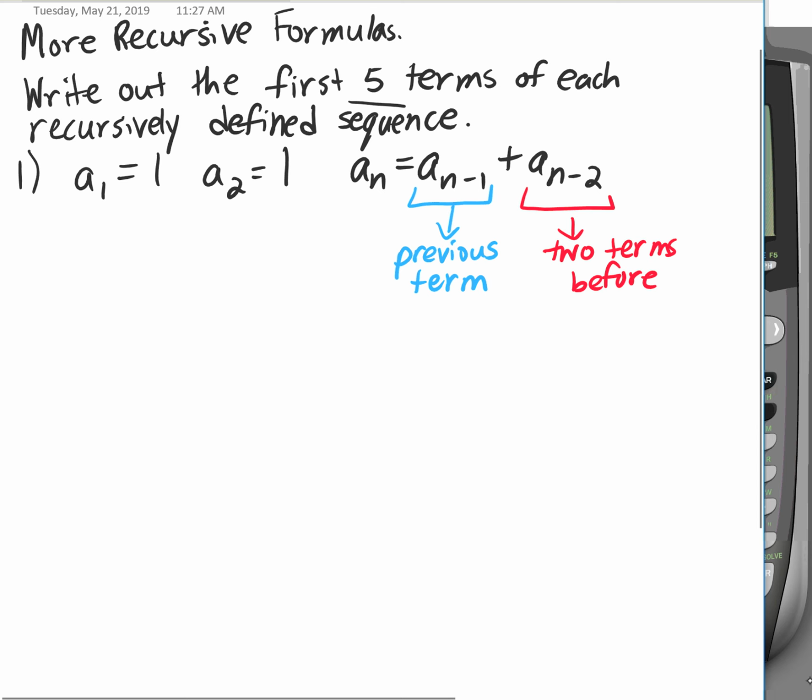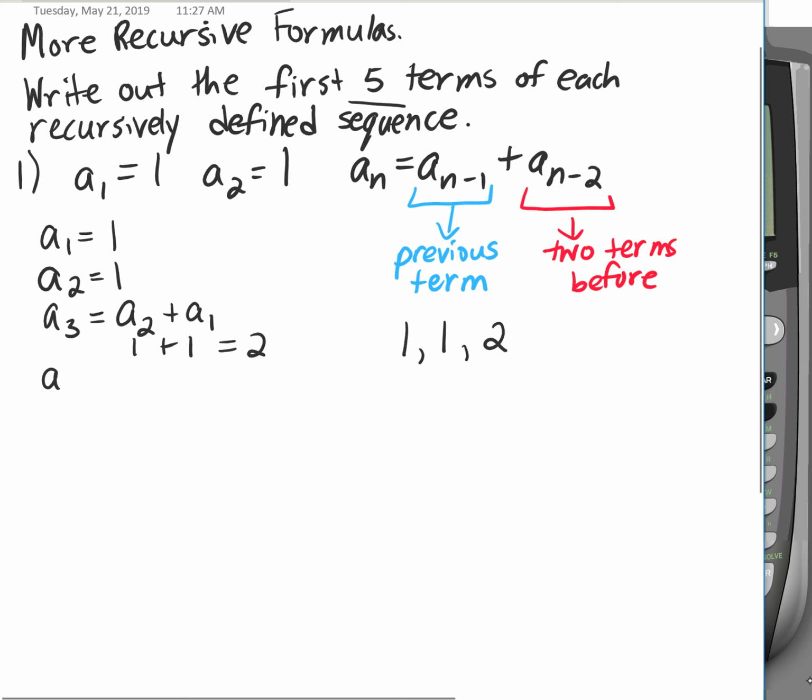So what I'm going to do is write out what we have so far vertically, and then we'll put it into a sequence horizontally. I have the first 2 terms, 1, 1. If I want to find the third term, that's going to come from adding up the previous term, which is a2, and 2 before that, which is a1. So I'm doing 1 plus 1. That will give me 2 for my next term. And then for a4, we're going to add the previous term to 2 before that. So the previous term is a3, 2 terms before would be a2. So now we're going to be adding 2 plus 1, and that'll give us our 4th term.